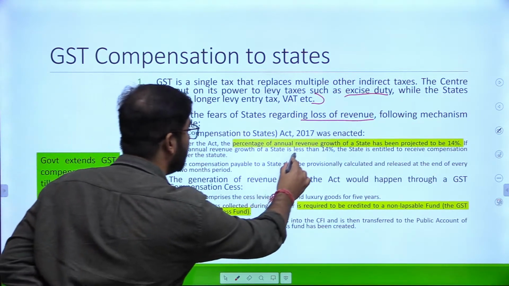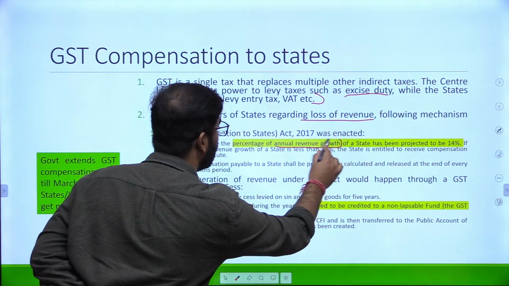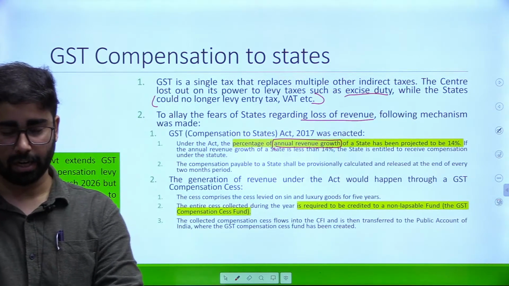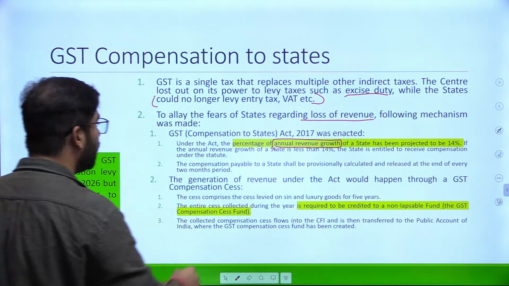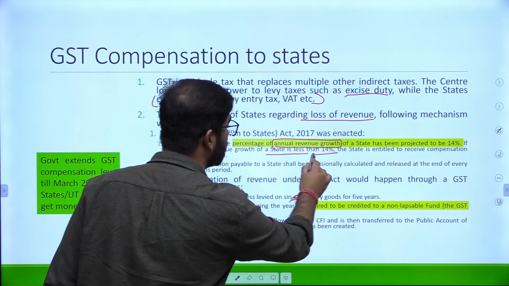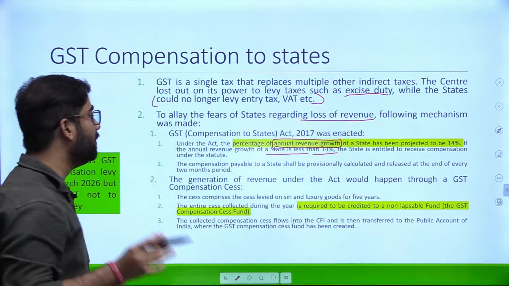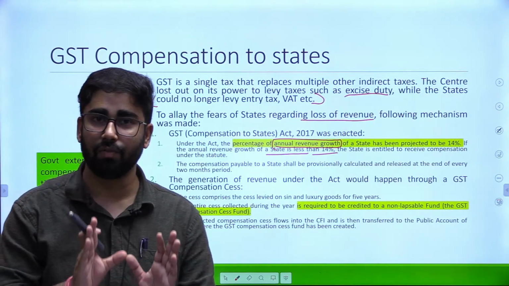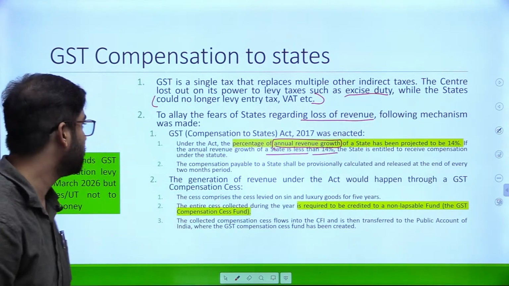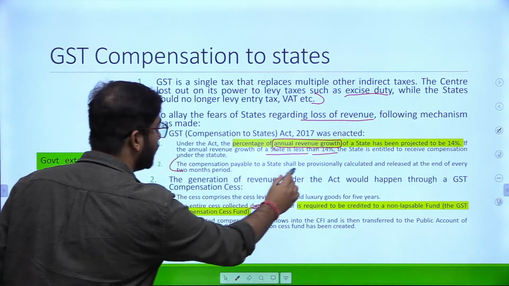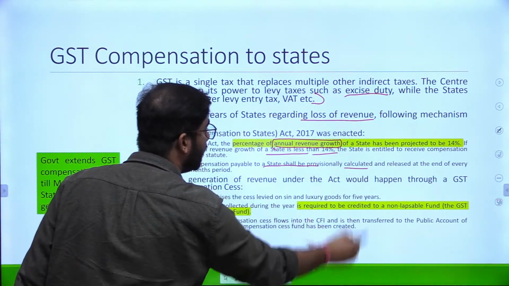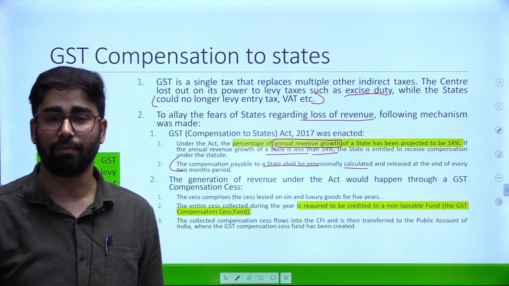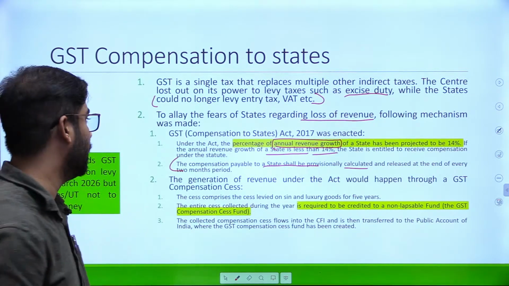Under the Act, the annual revenue growth of a state has been projected to be 14%. If the annual revenue growth of a state is less than 14%, the state is entitled to receive compensation under this law. So this is the basics of GST compensation to states. The compensation payable to a state shall be provisionally calculated and released at the end of every 2 months period.